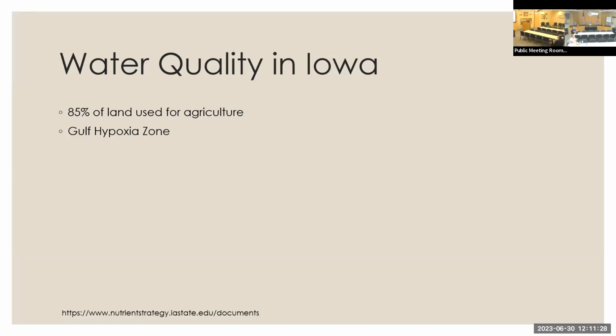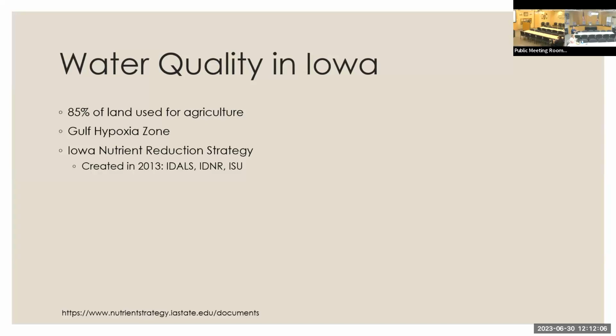So what happened in 2008, the federal government was trying to address this. And they said that every state that touches the Mississippi River needs to come up with a nutrient plan. So Iowa created the Iowa Nutrient Reduction Strategy, and this is specifically to address nitrates and phosphates. It was created in 2013 by the Iowa Department of Agriculture and Land Stewardship, IDALS, Iowa Department of Natural Resources, Iowa DNR, and then Iowa State University.